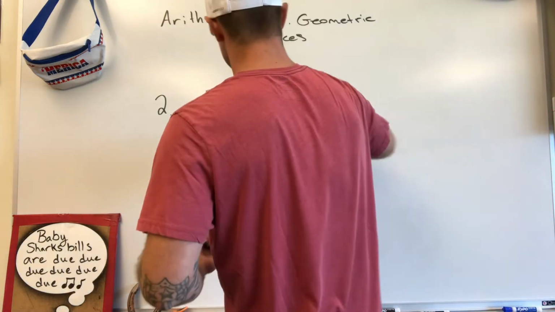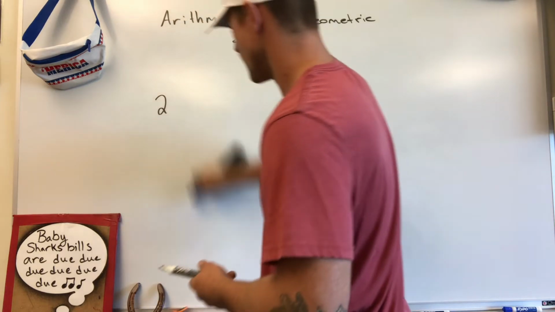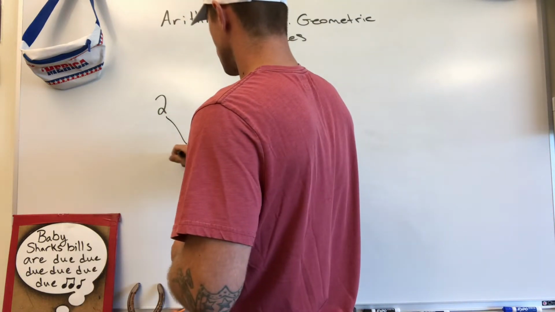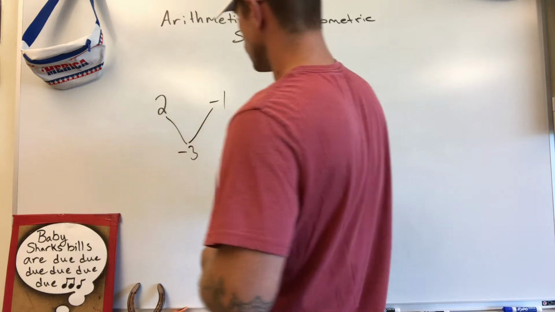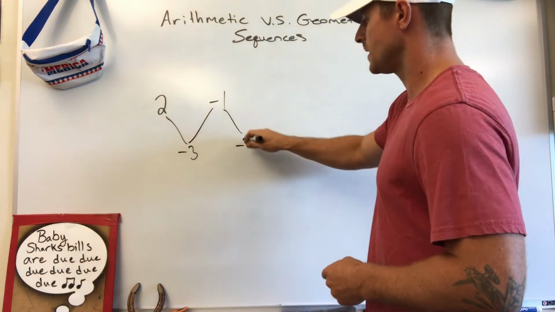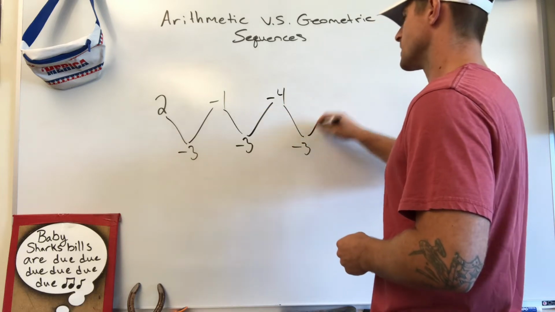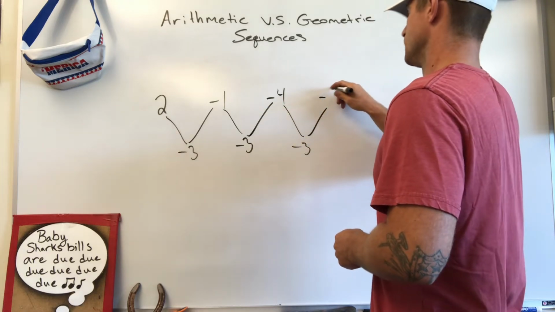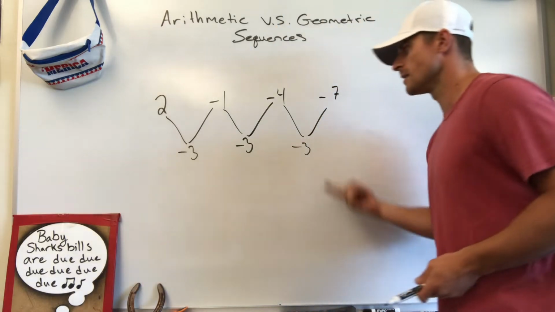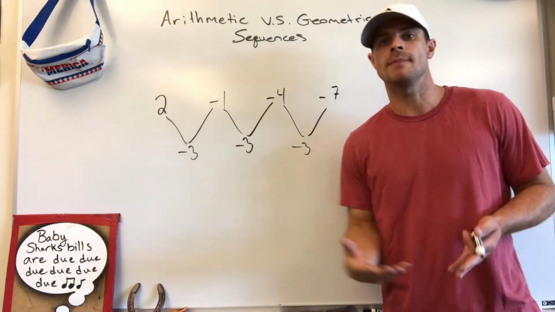So we could go from 2 and we could take 3 away. So 2 minus 3 is going to give me -1. -1 minus 3 is going to give me -4. -4 minus 3 is going to give me -7. Okay? So that right there is an arithmetic sequence.